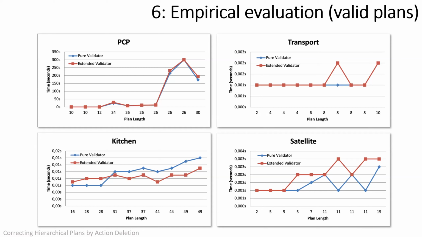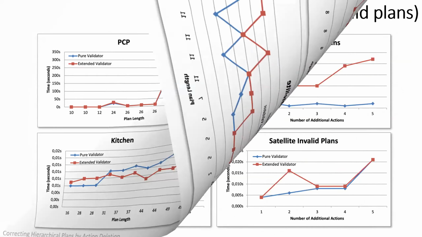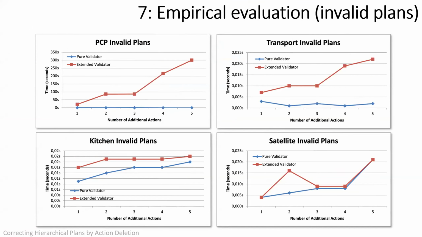So we did a comparison of 4 different domains or types of domains: PCP, transport, kitchen, and satellite. And first we compared it on valid plans, and the overhead is very small, as you can see over here. But then we did also obviously comparison on invalid plans as well, because again, if the overhead is huge, nobody is going to care. So you can see here with the evaluation that actually, if you look at the PCP and transport domains, the overhead is pretty big.